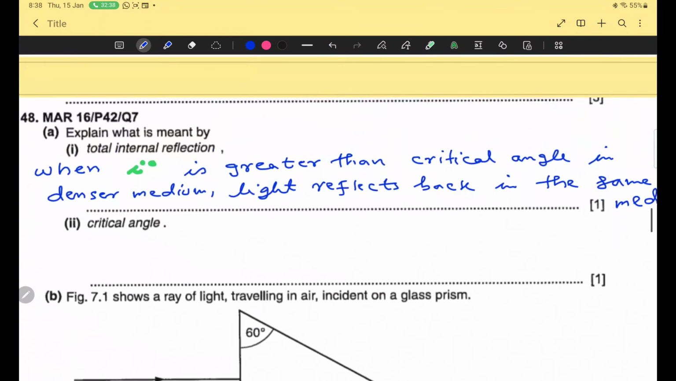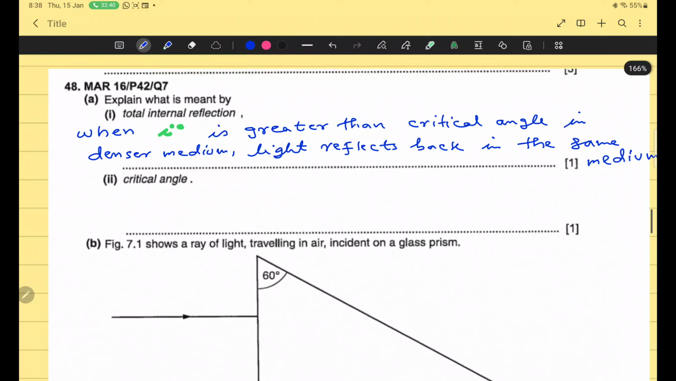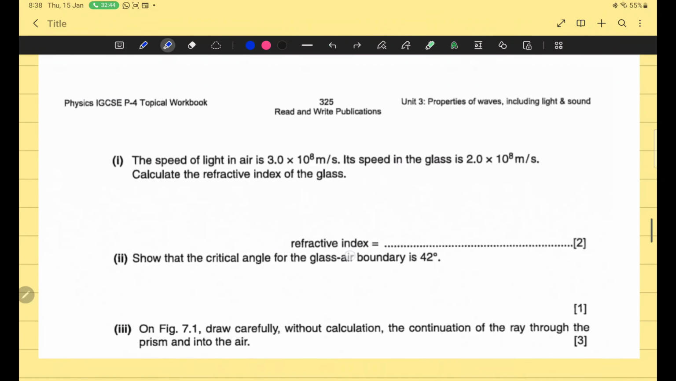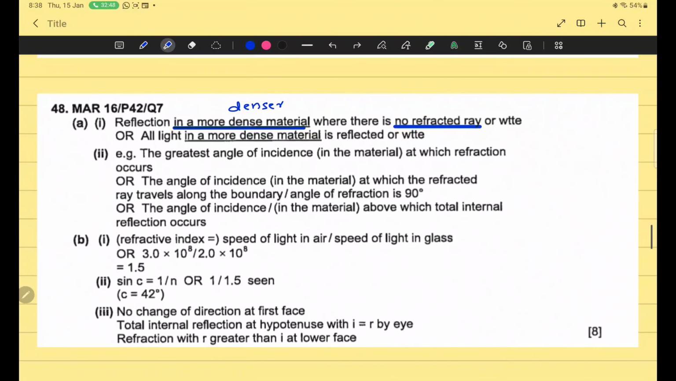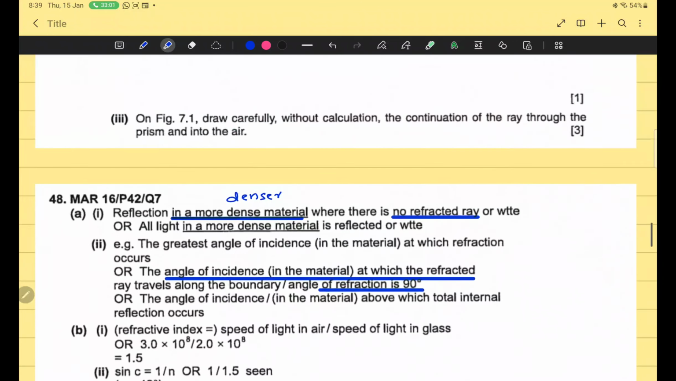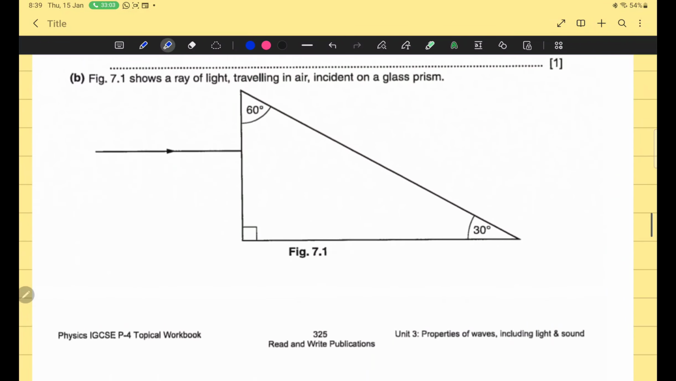And now the next part: what is critical angle? We have discussed that critical angle means the incident angle at which the angle of refraction becomes 90 degrees. The angle of incidence at which the angle of refraction is 90 degrees is called the critical angle. So I have shown you the marking scheme as well.